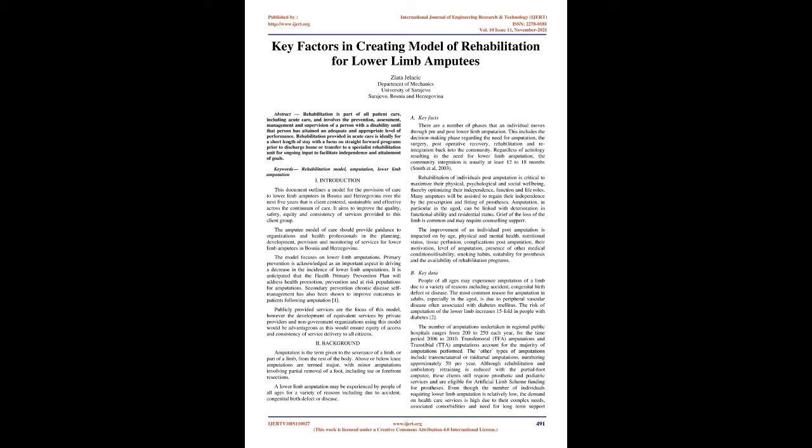including accident, congenital birth defect, or disease. The most common reason for amputation in adults, especially in the aged, is due to peripheral vascular disease, often associated with diabetes mellitus. The risk of amputation of the lower limb increases 15-fold in people with diabetes too.